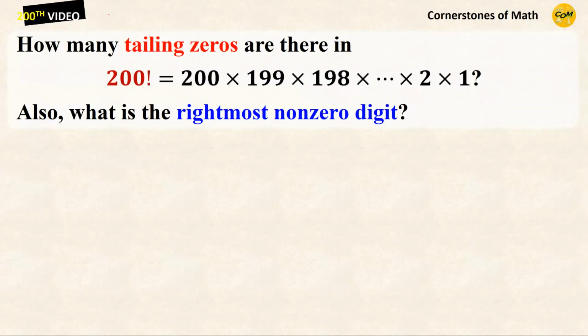Hello and welcome to the 200th official video of Cornerstones of Math. In this very special video, we are going to take a look at the number 200 factorial. The problem is, how many trailing zeros are there in 200 factorial? Also, what is the rightmost non-zero digit?